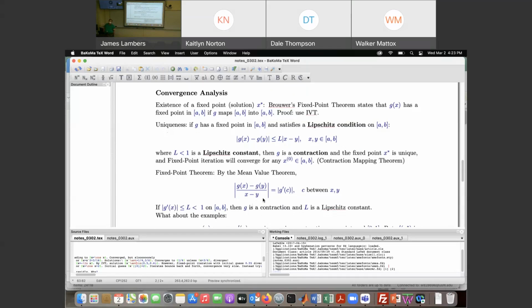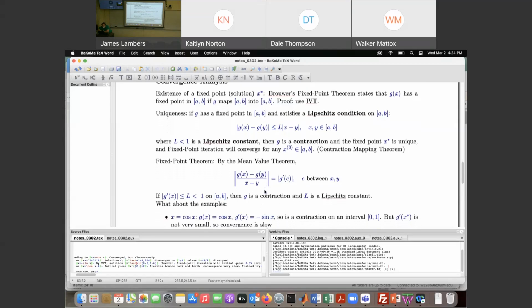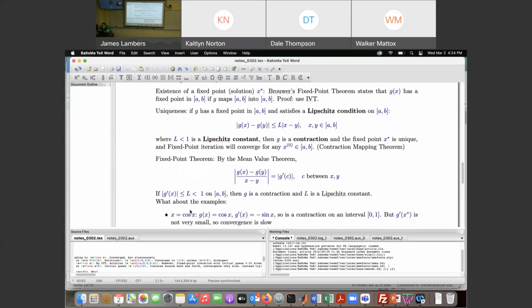So we write our equation f of x equals 0 as x equals g of x for some g. We can use this to get an idea as to whether g is going to work. So with this information, we can return to the examples. So for the first one, my g is cosine, so g prime is minus sine.